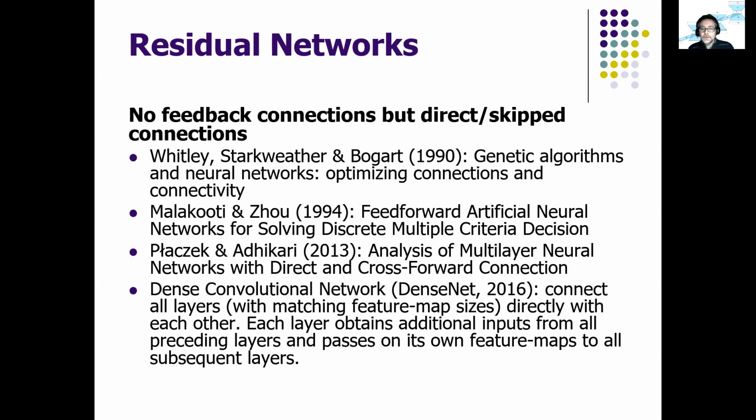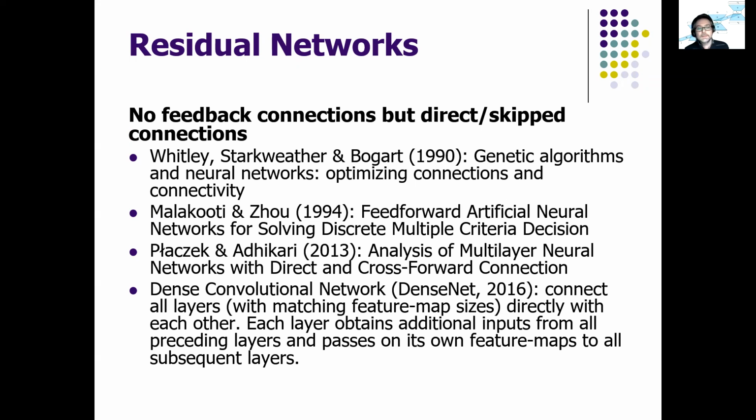In 1994, with this paper, Fit for Artificial Neural Networks for Solving Discrete Multiple Criteria Decision-Making Problems, the researchers proposed again an architecture. They found out experimentally that by using connections from the input layer to the output layer, bypassing the hidden layer, networks work better, train faster and produce better generalization.